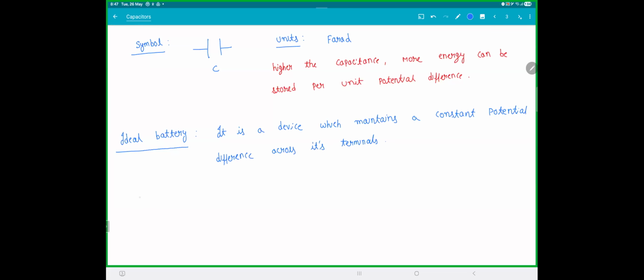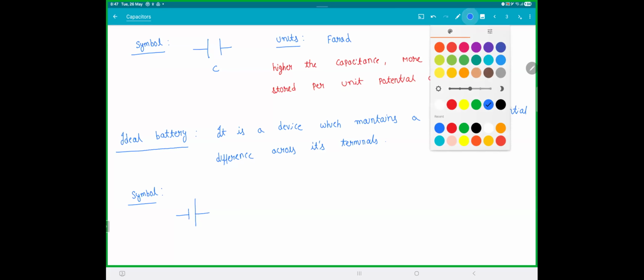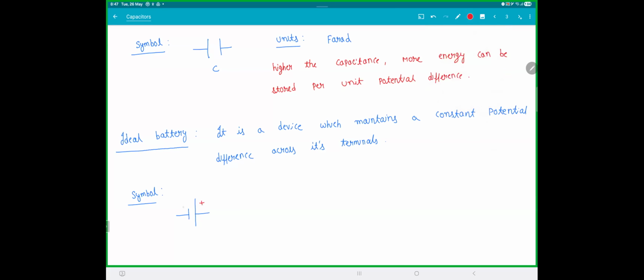This is the symbol for battery. This is a very important one. The battery keeps coming everywhere. So the battery symbol will be one small line and one big line. This is how it looks, a small line and a big line. The big line is the positive terminal. The small line is your negative terminal.